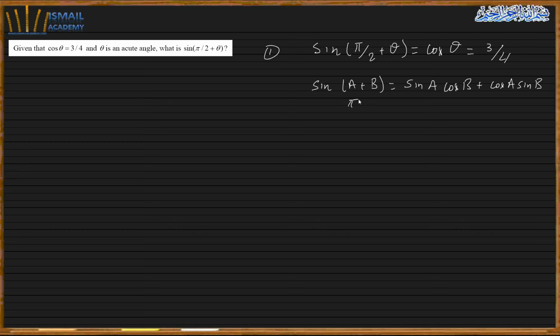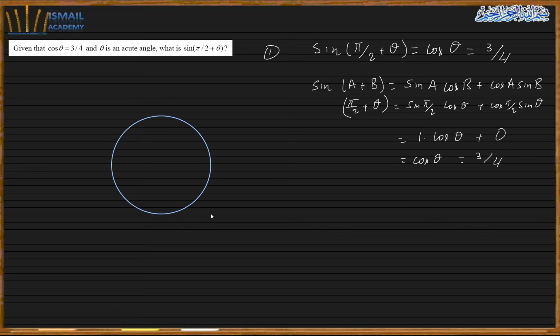So here is pi over 2 plus theta. It's the same thing as sine pi over 2 cos theta plus cos pi over 2 sine theta. We know that sine pi over 2 is 1, so it's going to be 1 times cos theta, and cosine pi over 2 is 0, 0 times sine is 0. So as you see here is cos theta, and this is 3/4. In terms of circles, it's straightforward.